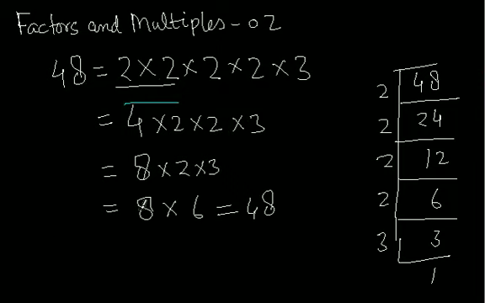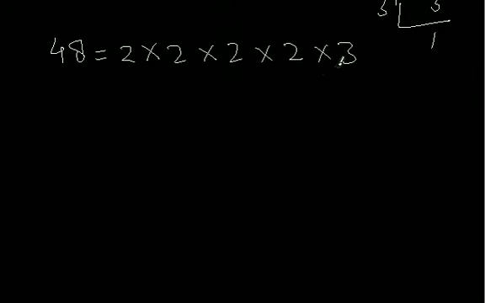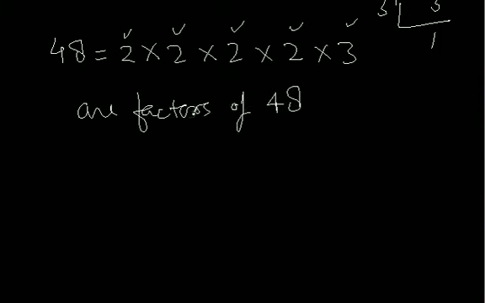Right? So now we'll go further. We can write 48 as 2 into 2 into 2 into 2 into 3. Now you have to remember that this 2 and this 3, all these numbers are factors of 48, right? That means you can divide 48 into these different parts, and if you multiply them, you get 48 back. So that is the definition of factors.